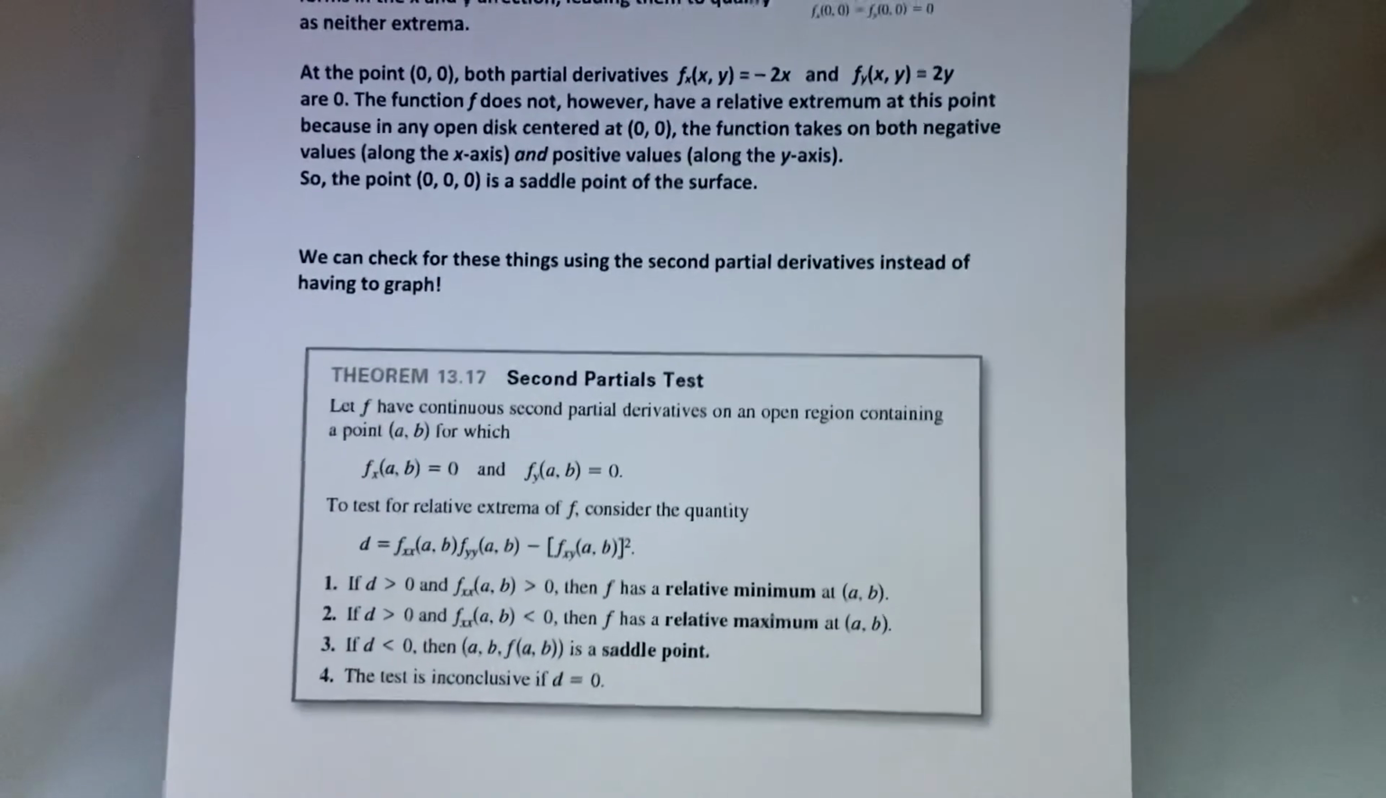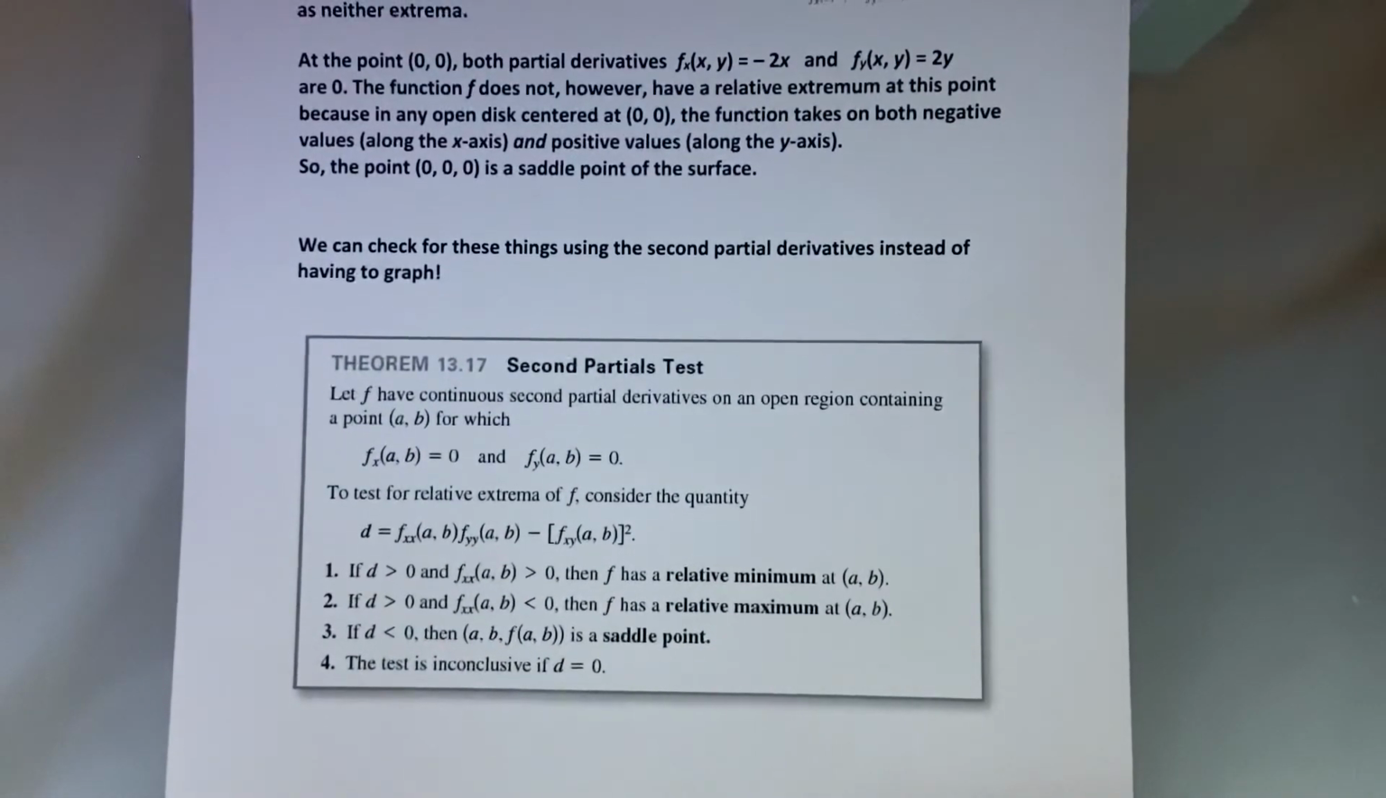Now, how can we check for relative extrema? In general, how do we check even for maximums or minimums? We can check these things using the second partial derivatives instead of having to graph every time. In the past, we would use the second derivative test, the concavity, to determine if it was concave up, it had to be a minimum. If it was concave down at a point, it had to be a maximum. Now we've got more complicated things going on.